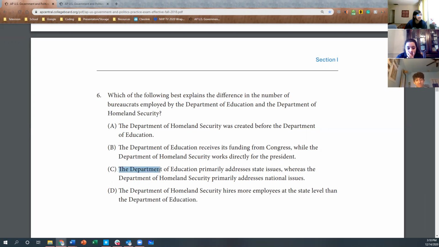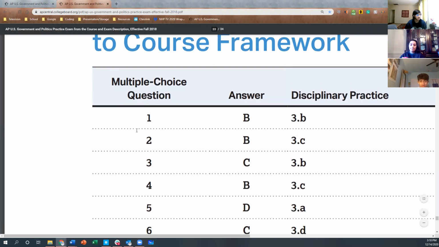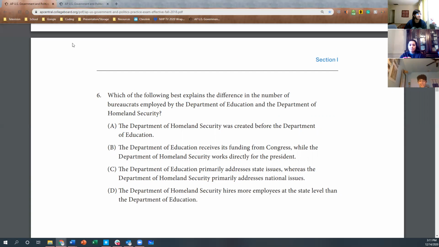I think it's C, right? Because remember, education is one of those reserved powers, right? So it would be a state issue, and then security would be national. So C, I think, is the answer then, right? Yeah, Homeland Security is national, so I think so. Yes, it is C. Good. Okay.